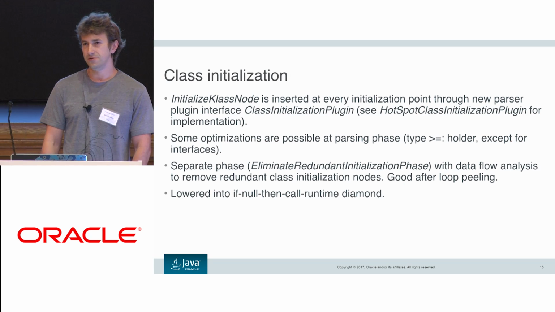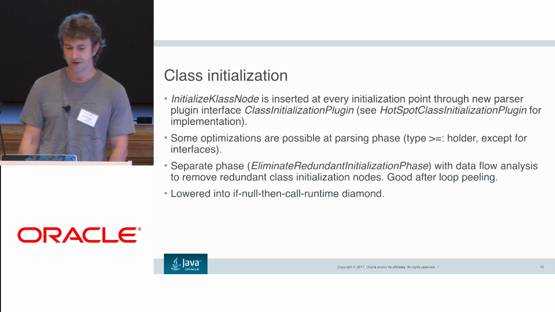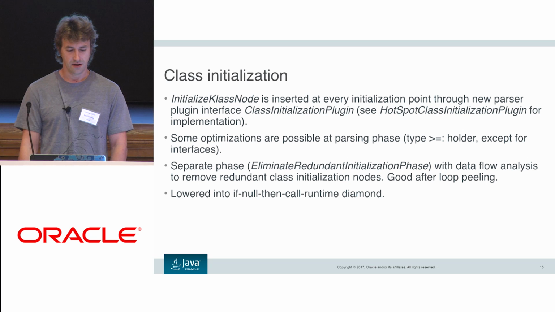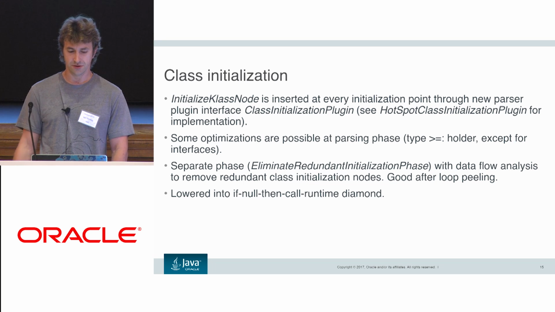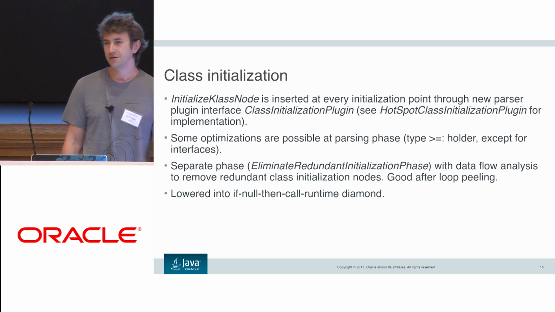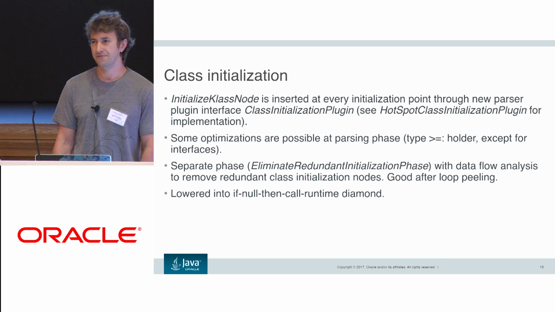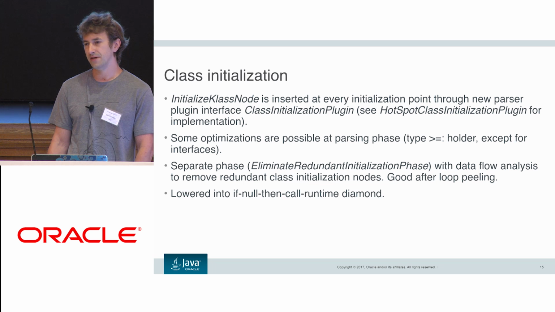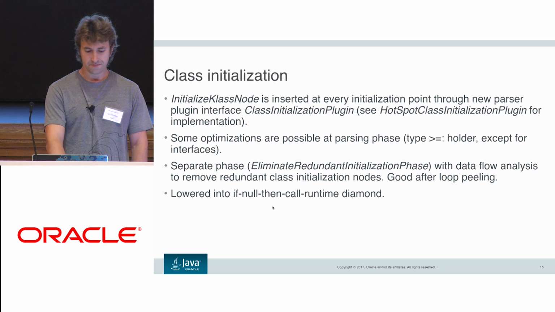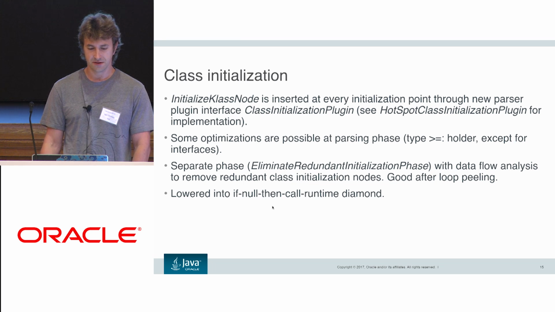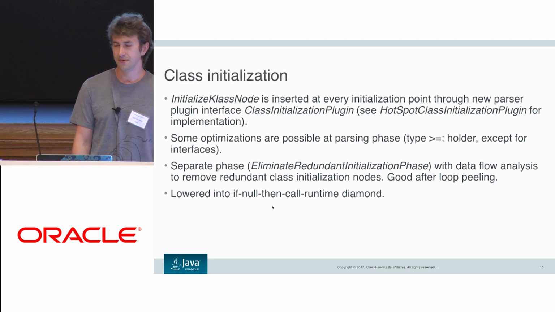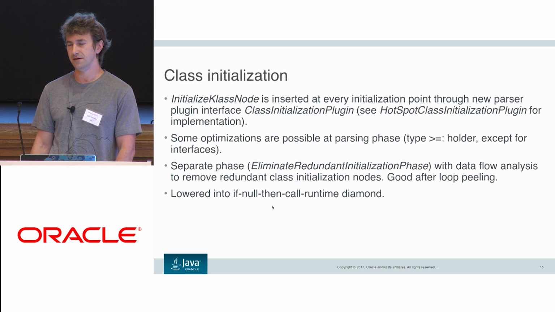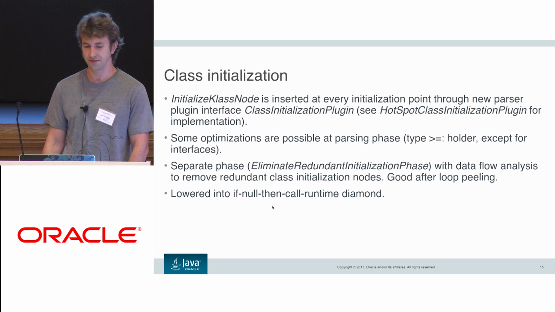Our current AOT implementation doesn't do any kind of heap serialization yet, so we have to do all class initialization at runtime. We added a special plugin to the Graal parser to be invoked at class initialization points, at which we insert initialized class nodes. We try to reduce the number of nodes that end up in the graph in various ways. During parsing, we avoid inserting nodes for the method holder class and its superclasses. There is also a separate phase that does data flow analysis and removes redundant class initializations. It's also good in combination with loop peeling, and it allows us to get initialization nodes out of the loops.